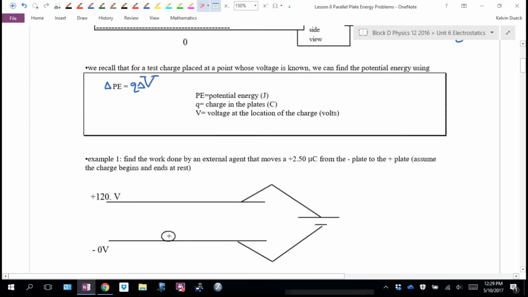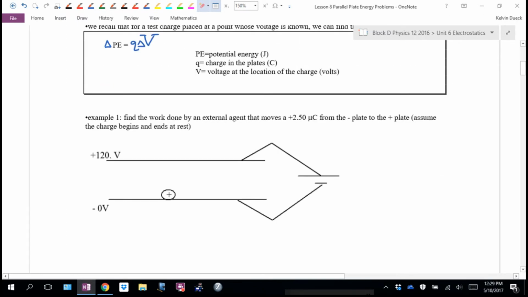Example 1 says, find the work done by an external agent. When I say external agent, Mateo, you can imagine there's a little invisible leprechaun on the page or something. Okay? And it's moving a positive 2.5 microcoulomb charge from the negative plate to the positive plate. Mateo, what's the charge on this little guy here, positive or negative? What's the charge on the voltage up here, positive or negative? Like or unlike? Like, repel or attract. In other words, this does not want to go up, it wants to fall down.